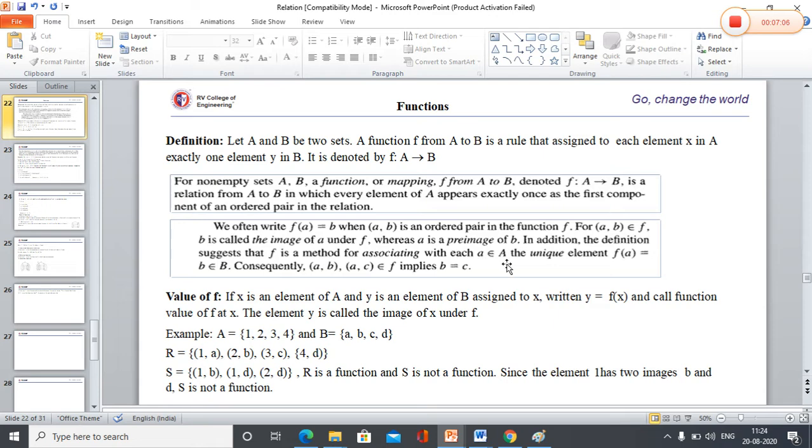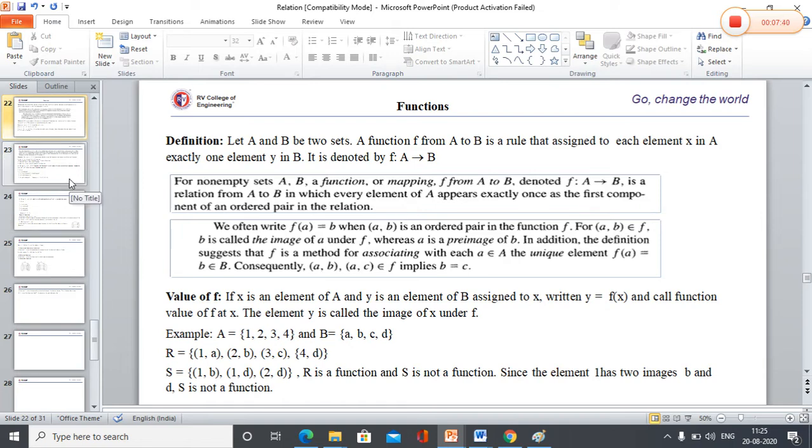With each a belongs to A, the unique element f(a) is equal to b belongs to B. Means every element of the first set should be having the unique image in the second set. So these two conditions, first every element of A should be associated with some element of B, and every element of A should be having a unique image in B. These are the two conditions for a relation to be a function. Okay. So now I think it is clear why R is a function, whereas why S is not a function.